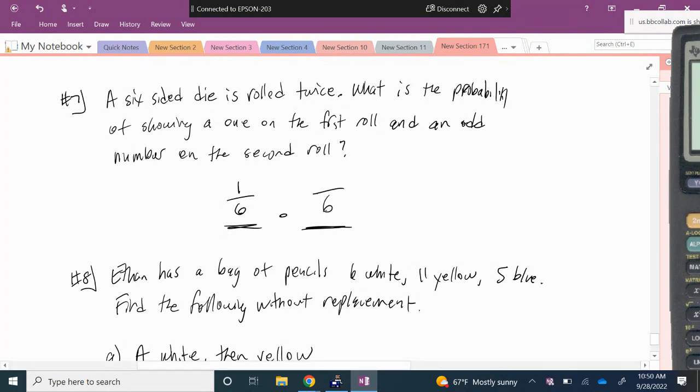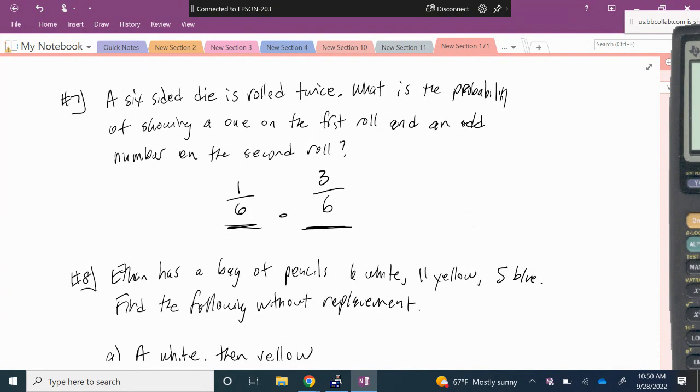Well, again, there are 6 numbers altogether. So how many odd numbers? There's a 1, a 3, and a 5, which are 3 numbers. So the probability of rolling an odd number is 3/6.